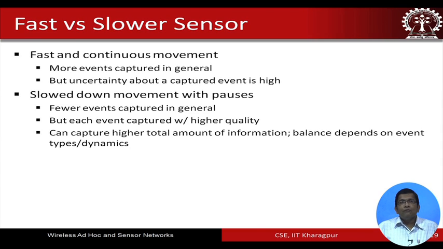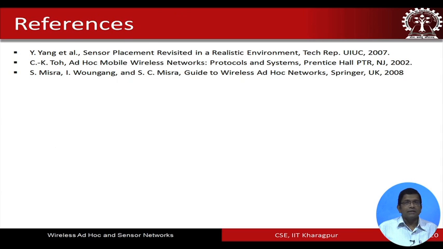How fast or how slow the sensor nodes are moving, whether they are moving continuously or not: these things have implications on the coverage using mobile sensor nodes, and so do how long they are going to move and whether they are going to pause for a certain duration of time. So, the pause time, the rate of mobility, the speed of mobility of the different nodes, all these things have implications on the coverage using mobile sensor nodes in these networks.